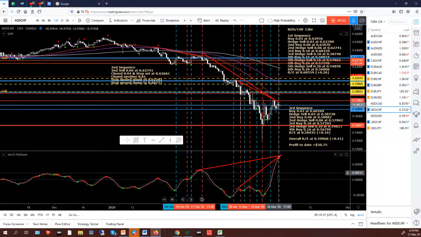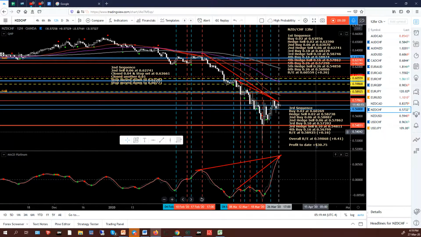A warning line's in place now, so I might be going back to the sell side, which will start another sequence and also add to these sequences. So it's getting a bit messy. I'm going to have to try and tidy it up so you can read it.